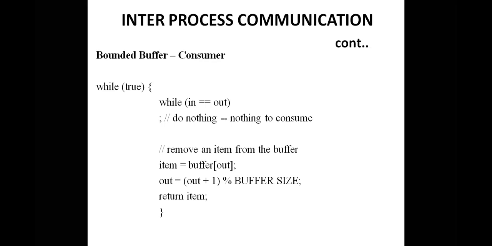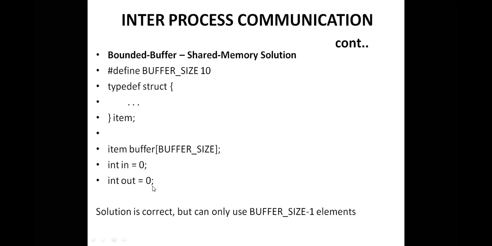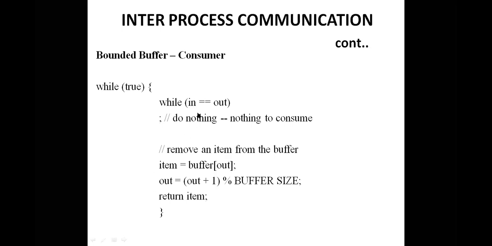And this is the consumer problem. As I told you earlier, the consumer has to check whether the buffer is empty or not. Why? Because if the buffer is empty, the consumer cannot consume items from the buffer. Okay, while of true, that means always true, we'll move into the loop. While in equal to out. What is the in value initially? In value 0, out value 0. So in 0, 0, do nothing. If the in and out values are 0 and 0, we cannot do anything.